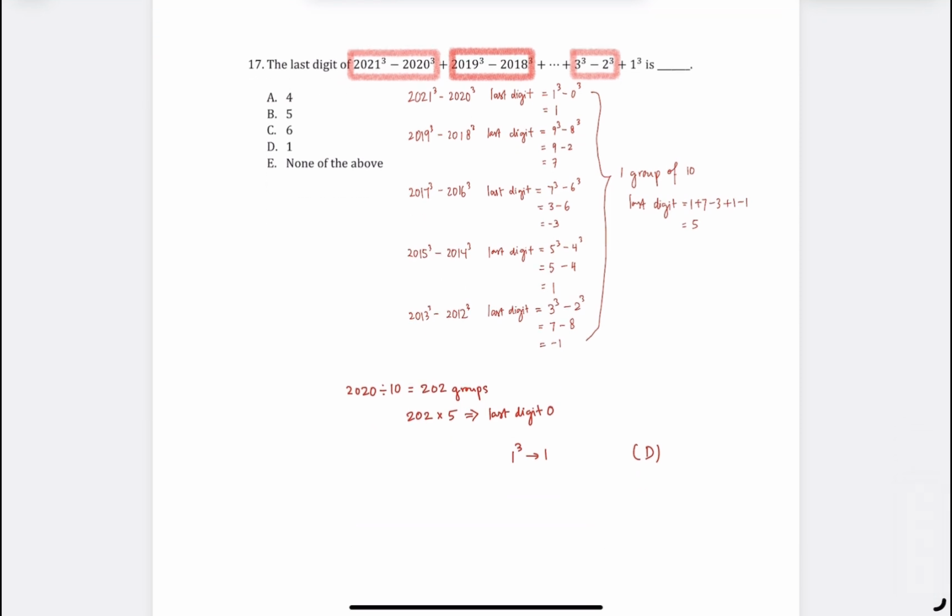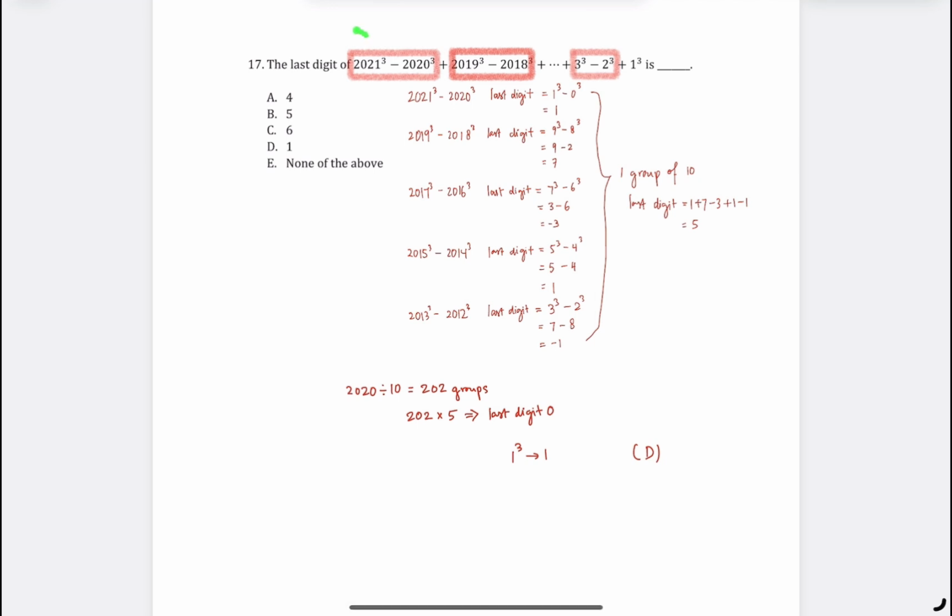Okay, for question 17, find the last digit of 2021 cube minus 2020 cube plus 2019 cube minus 2018 cube and so on and so forth until you have 3 cube minus 2 cube plus 1 cube. For this question, they want us to find the last digit, so we just need to find the last digit. We don't need to find anything else.